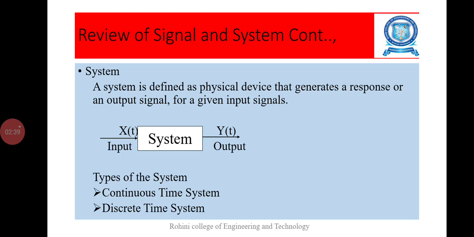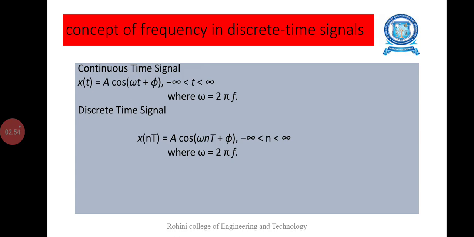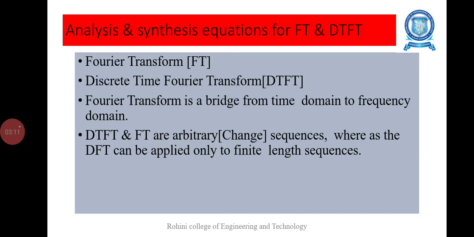The types of systems are continuous time system and discrete time system. In the case of a continuous time system, if we give a continuous time signal, it processes the signal and produces the output. In the discrete time system, it processes the discrete time signals. For the continuous time signal, the equation is x of t equal to A cos omega t plus 5, when t varies from minus infinity to infinity, and omega equal to pi f. In the case of a discrete time signal, it is given as x of nT, that is A cos omega nT plus 5. And here are the analysis and synthesis equations of FT and DFT.